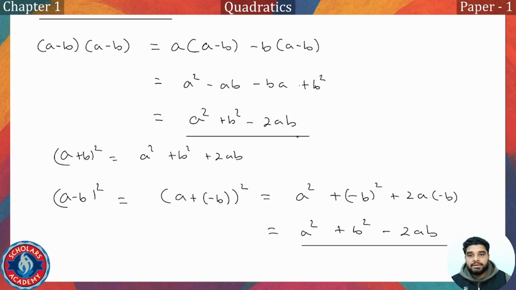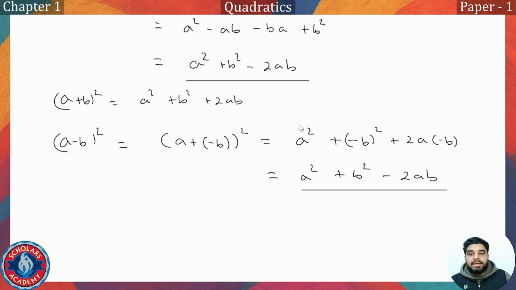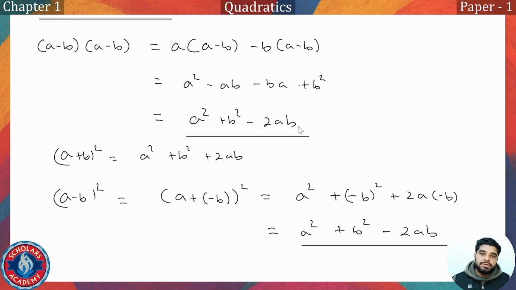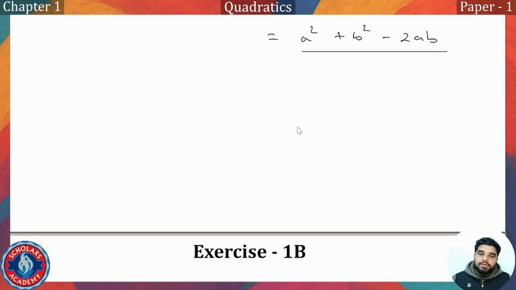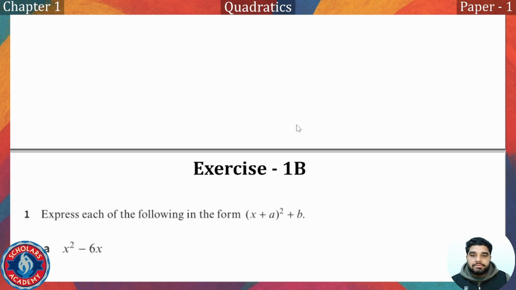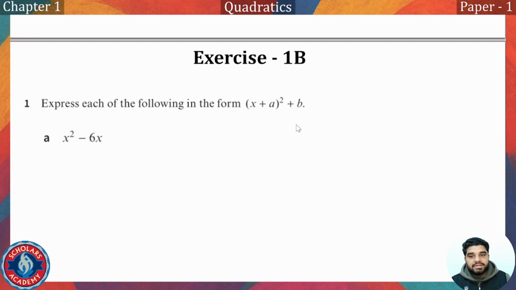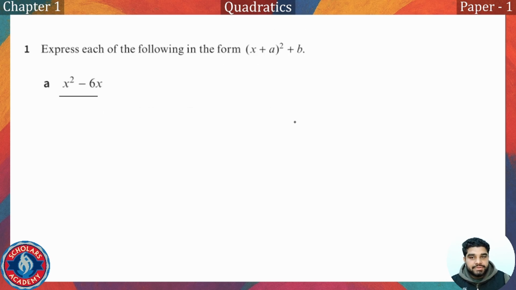Okay, so now what we'll do, we'll have some questions, some quadratic equations. We'll try solving them by using these formulas. So that is known as completing the squares. This equation is not complete. The whole square formula has three terms. So a square plus b square plus 2ab. Only two terms are given over here.